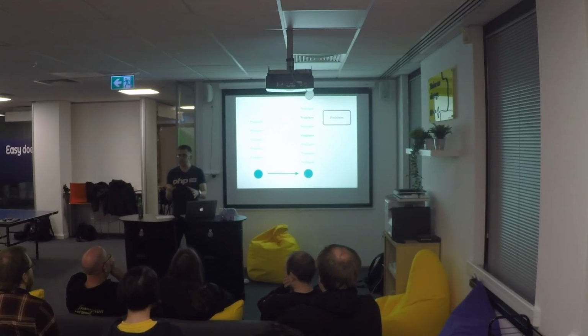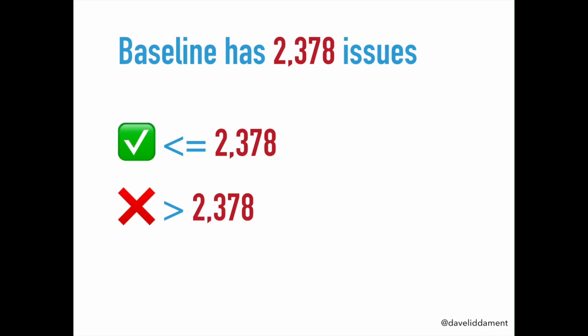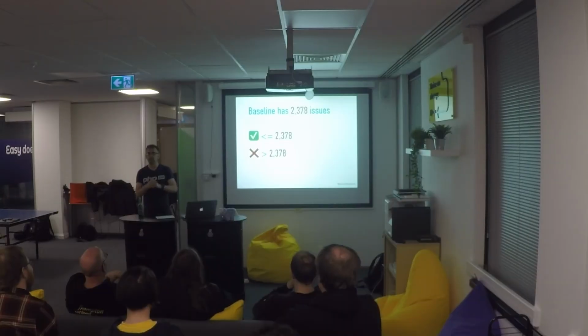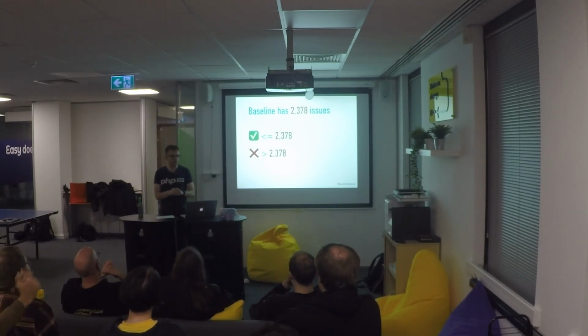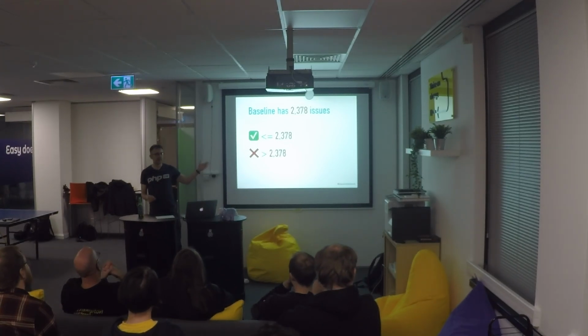So I'm going to discuss 3 ways we could do this baselining. The first is we could just count the number of issues. So we say my project's got 2,378 issues, and when I run my static analysis again at CI time, providing the number of issues is the same as or fewer than 2,378, I'll count that as a pass. And if we've got more issues, then I'll say this fails and we need to go back.